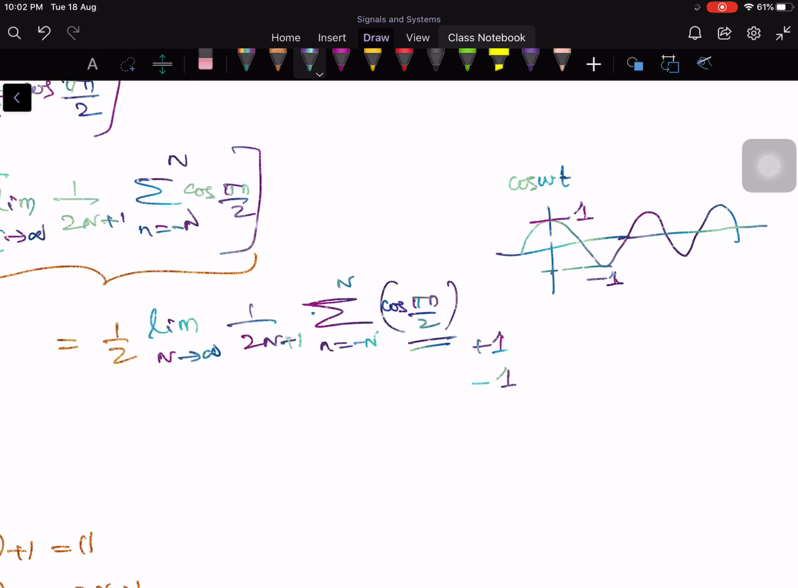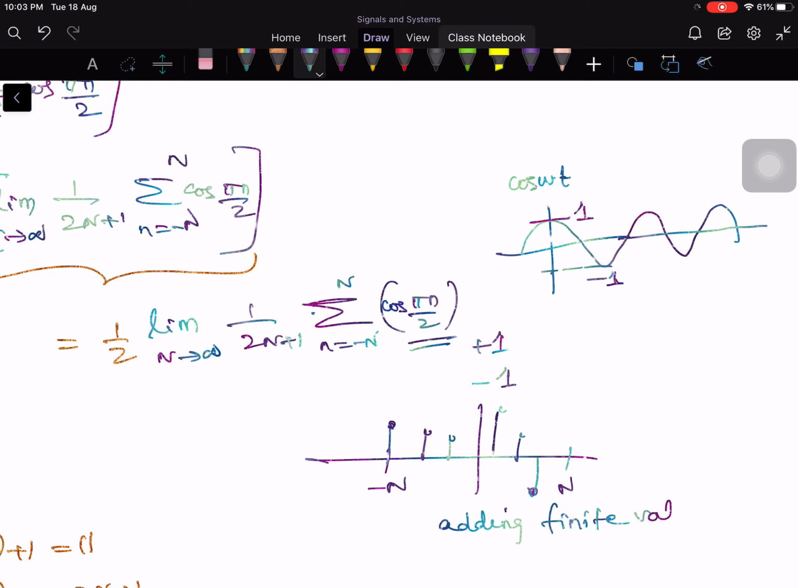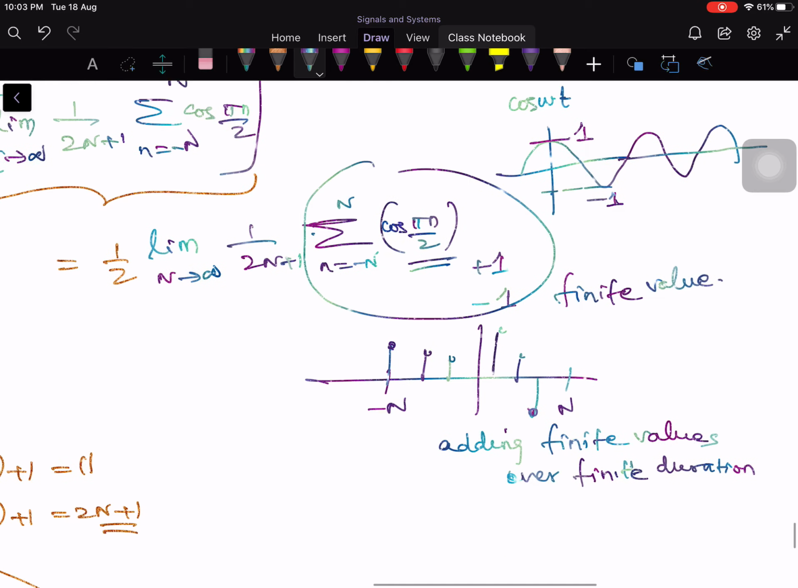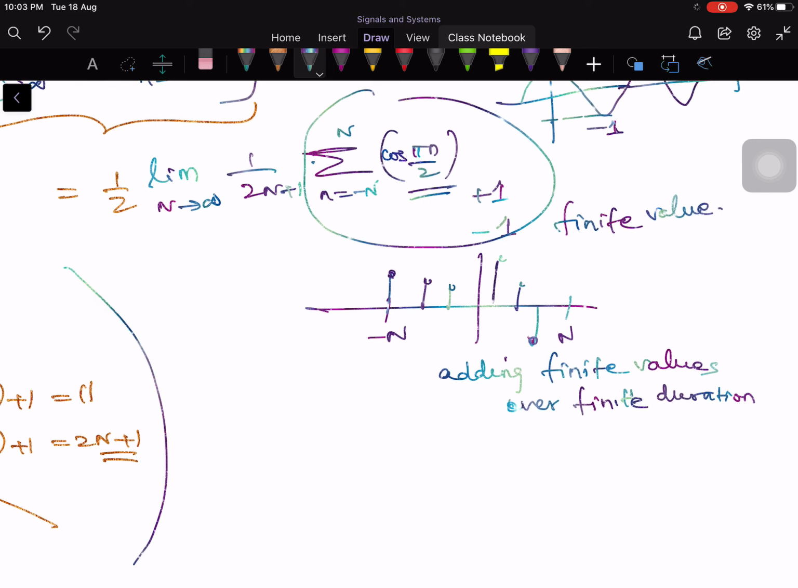So what you are doing is adding finite values over a finite duration. See, this is minus N and this is plus N. In between you are adding some finite values. Maybe it changes, it goes like this. So adding finite values over finite durations, and what will you get? You will get a finite value. So therefore the entire summation yields some finite value. This is a trick actually that we need to use here.